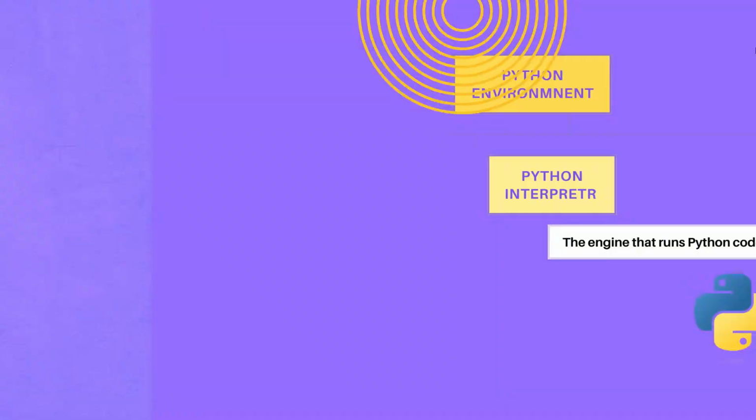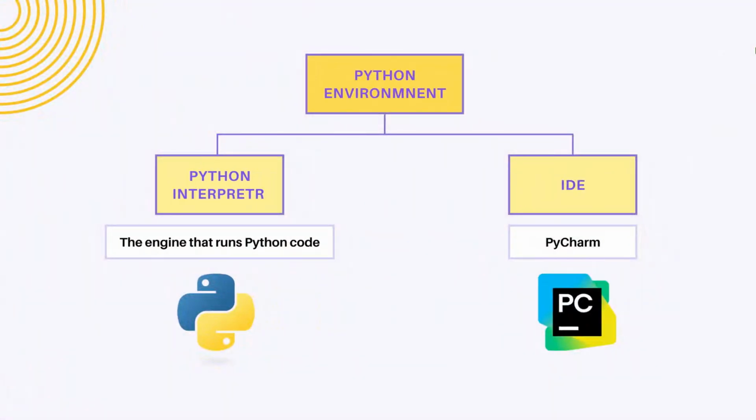To write Python code, we need two things. The Python interpreter, this is the actual engine that runs Python code, and an IDE, integrated development environment, this is where we write our code. We will be using PyCharm, one of the most powerful and user-friendly Python editors out there.